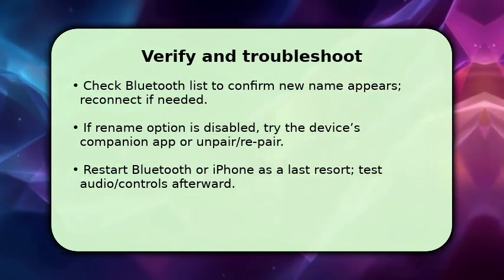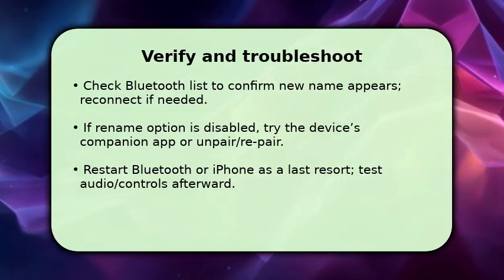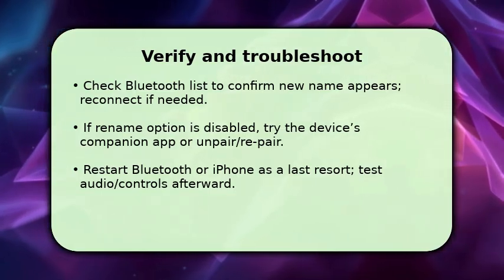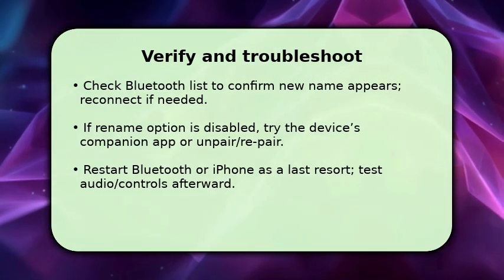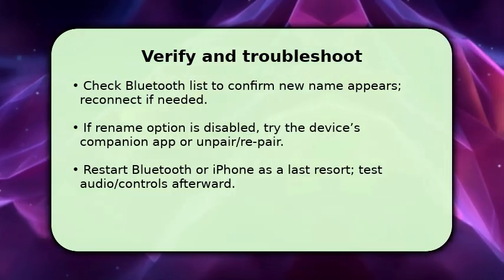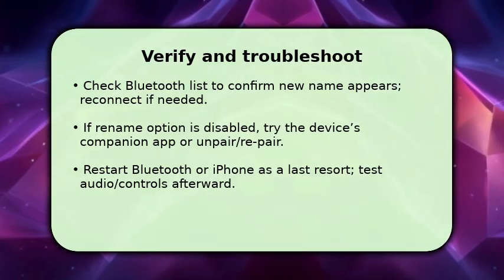If the name field is grayed out, that device requires its companion app or firmware to rename, or you can unpair and repair to reset naming options. Make sure to restart Bluetooth or the iPhone if things act up. One quick troubleshooting tip: unpairing and repairing often restores full rename controls, and it fixes most stale displays.